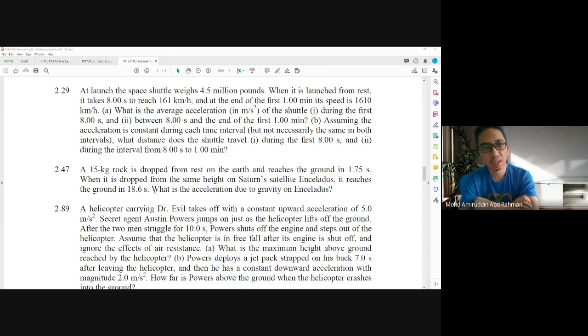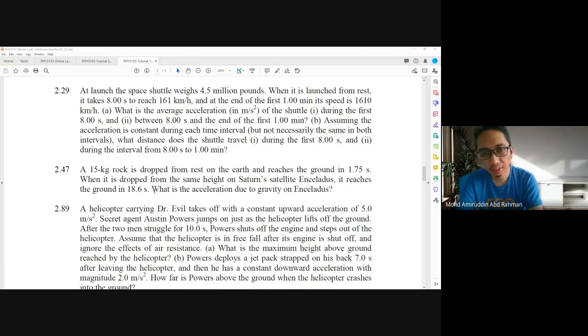Okay, so the acceleration due to gravity on Enceladus, we mention that as G_En. And the acceleration due to gravity on Earth, we mention as G_E. So we assume that the height, H, is the common height from which the object is dropped.